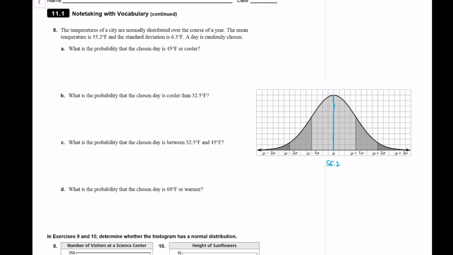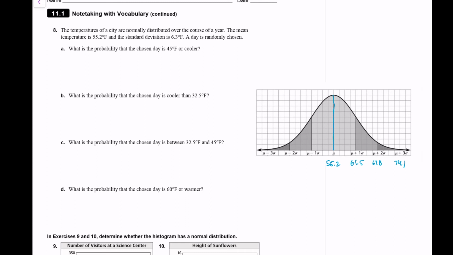55.2, and then one standard deviation is 6.3. So if I take 55.2 and add 6.3, that will get us 61.5. Let me add another 6.3 to that number. That gets us to 67.8 for two standard deviations. And for the third one, we have 74.1 degrees.